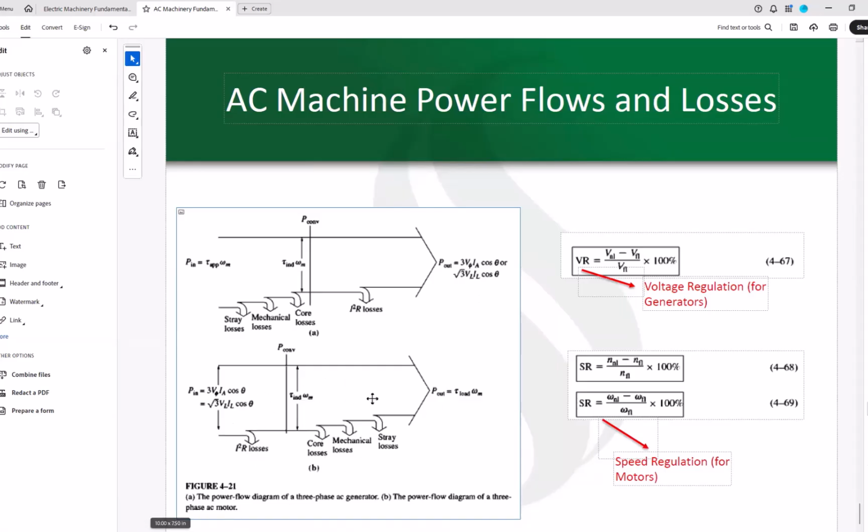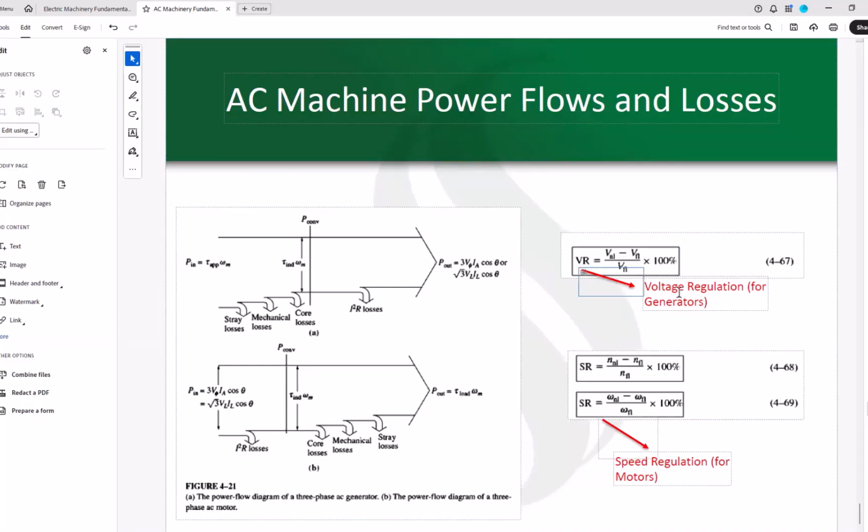When you're having a motor, you're giving the machine the electric power. You have copper losses. At this point, you get to the converted power. And then you subtract the core losses, mechanical losses, stray losses to get the output power, which is the tau load times omega m. Tau load is the mechanical torque on the output side of the motor.